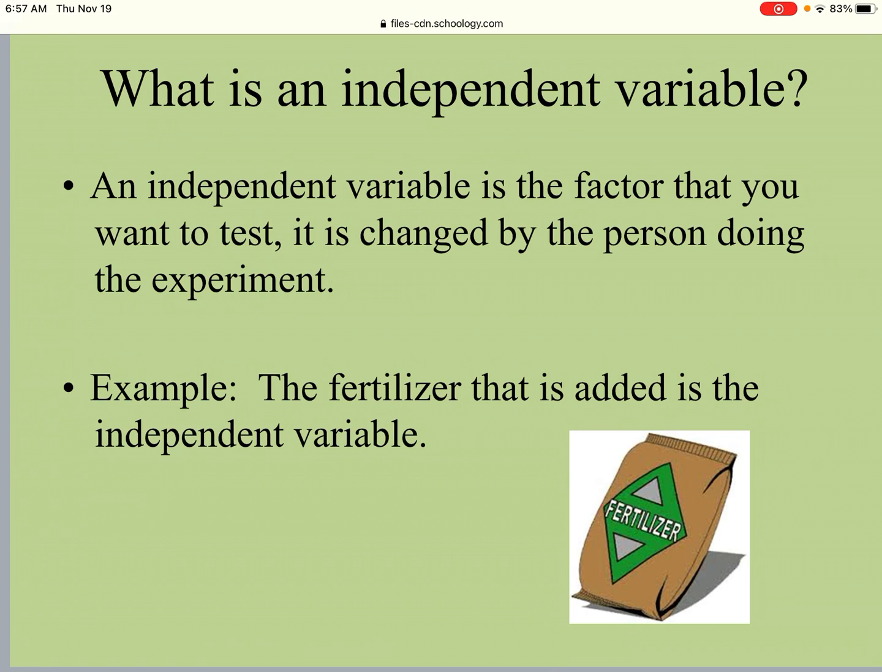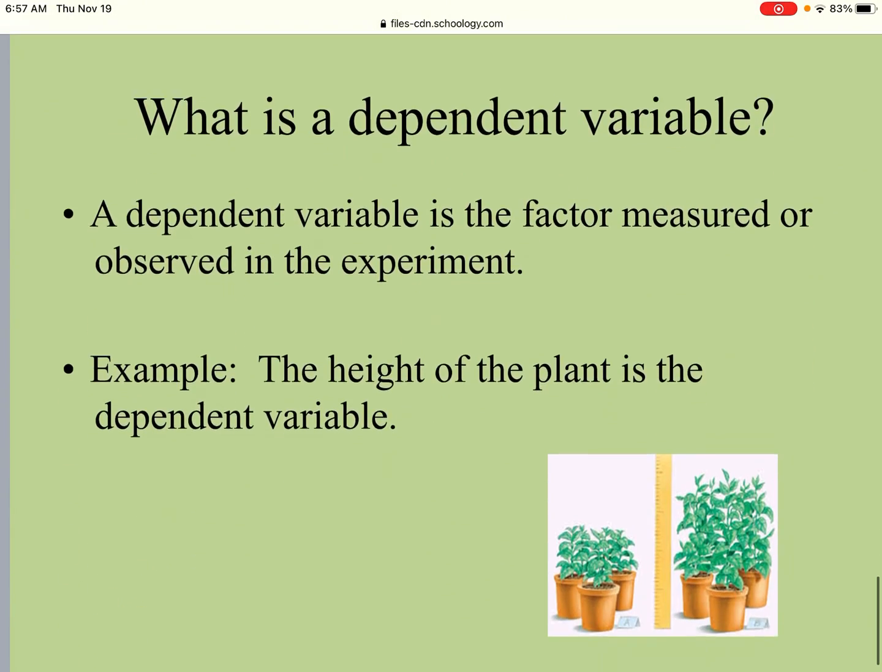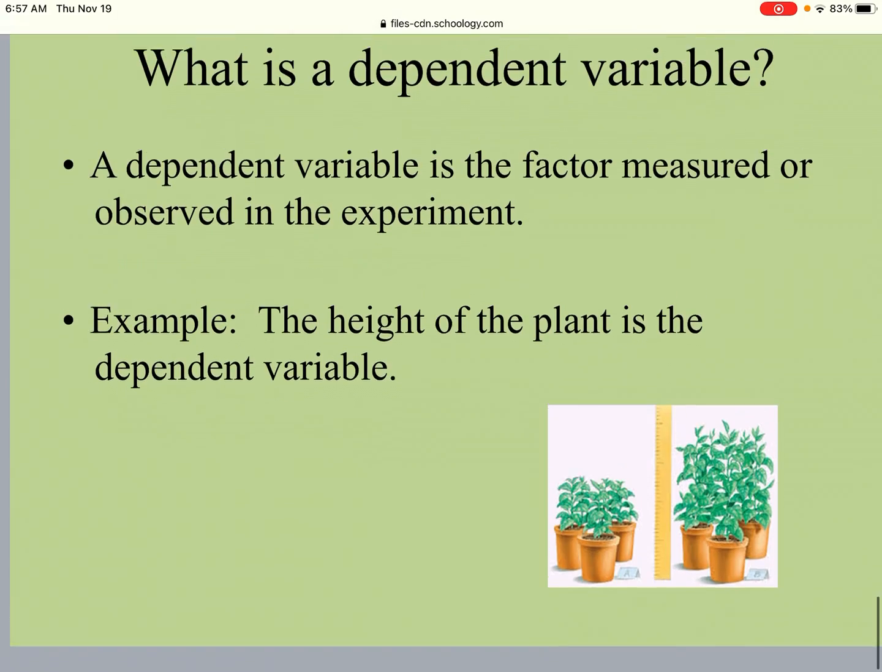A dependent variable is the factor that you're going to be measuring or observing in the experiment. So in this example, we could be measuring the height of the plant, and that would be our dependent variable. That's what we are watching for in our experiment.